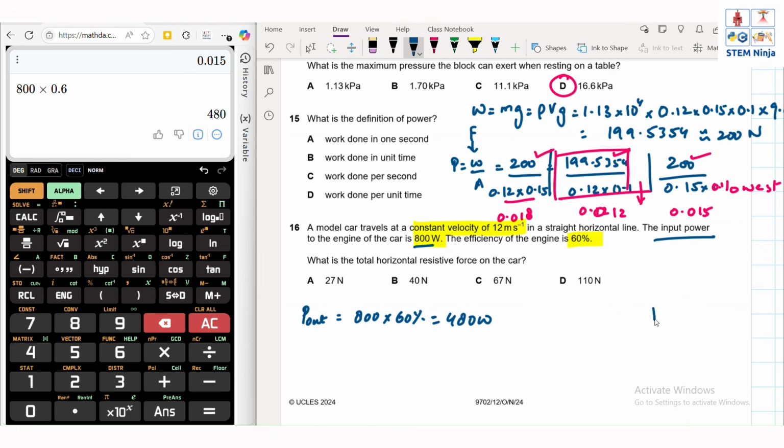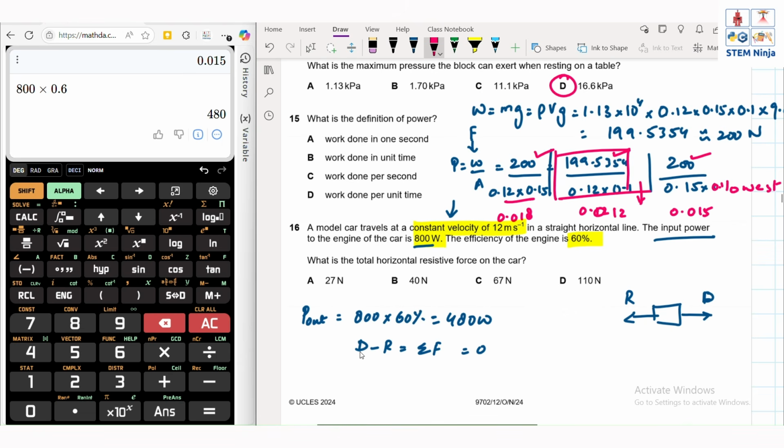Now, if we consider the forces, let's say this is the driving force, and this is the frictional force. Let's call it D, for example. The resistive force, let's call it R. So D minus R is equal to the net force, which in this case we know is zero because it's traveling at a constant velocity.